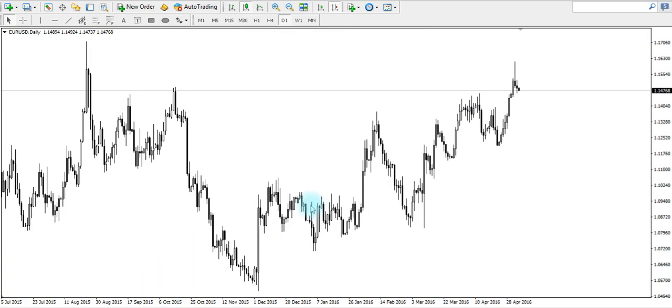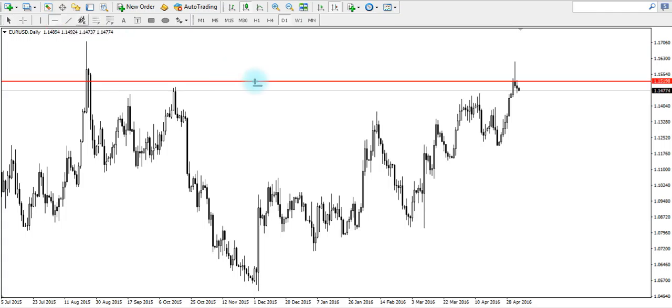Next, we have the euro against the US dollar. So in the daily charts, we have seen that the price has been indecisive since the pullback from a sharp gain.